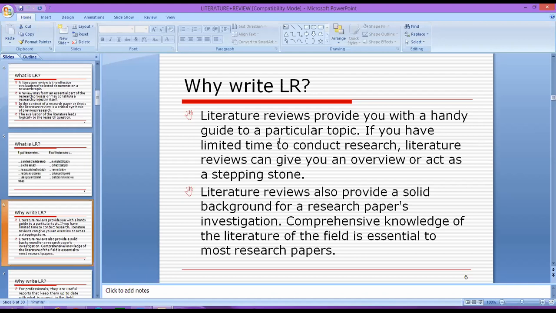Literature reviews also provide a solid background for a research paper's investigation. Comprehensive knowledge of the literature of the field is essential to most research papers. So you can't do research without having in-depth information, without having comprehensive information concerning that topic. So we'll do a literature review to ensure that we have enough information concerning your topic. It will give you that background that you need.